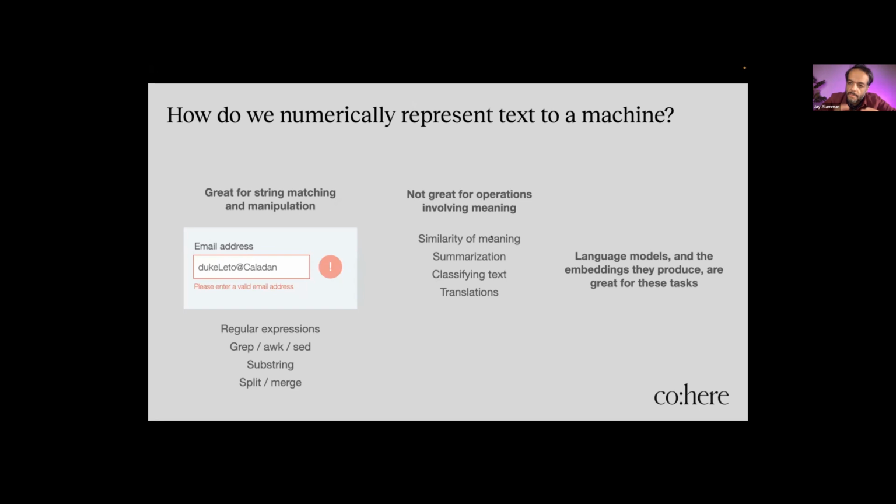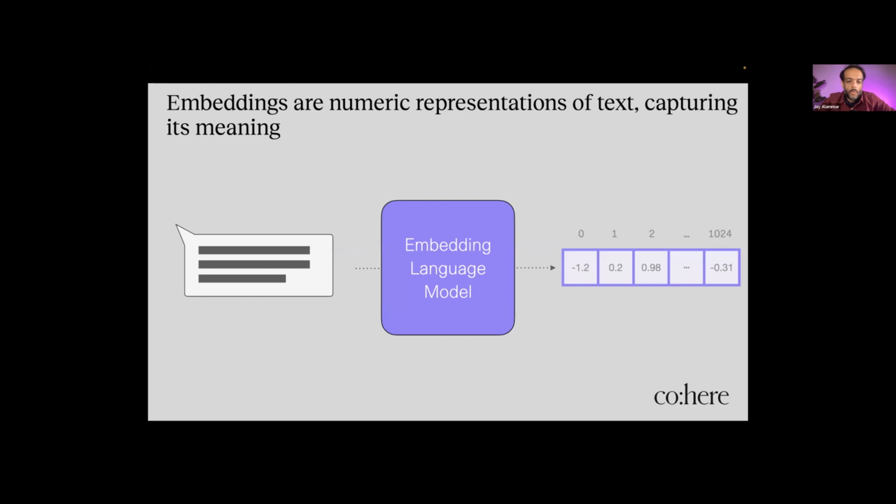And so language models have been developing with a different kind of numeric representation that captures meaning, and that is called a vector or embedding. In this scenario, when we're talking about text, an embedding language model can give us a list of numbers. So we can give it a piece of text, a message or an email, and it will give us a list of numbers, let's say 1,000 numbers here. And these numbers capture the meaning of this piece of text. And then that enables us to build other systems that can do interesting things based on that, including classifying it.